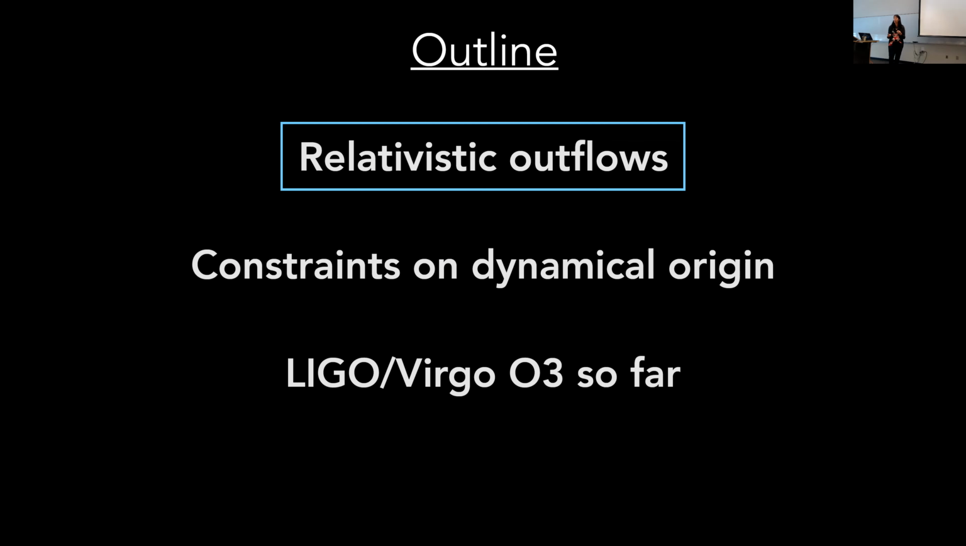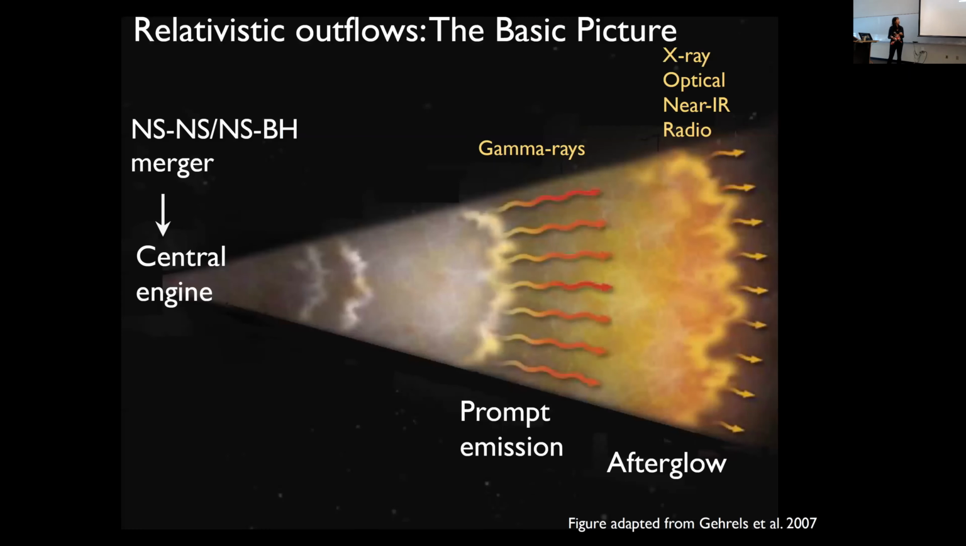This has important implications for formation channels. And finally, I'll talk a little bit about results from LIGO Virgo's O3 so far. There was actually a cool result on the second neutron star merger detected by LIGO released just last week. Okay, so first I'll concentrate on the relativistic outflows. Let's zoom in on what's happening from a neutron star merger jet. So we have the progenitor.